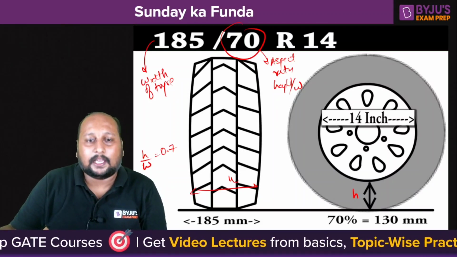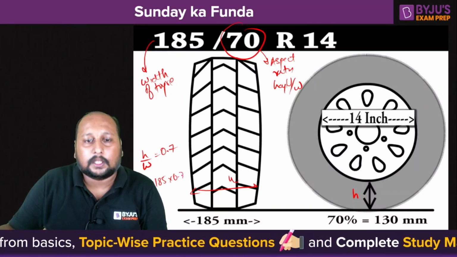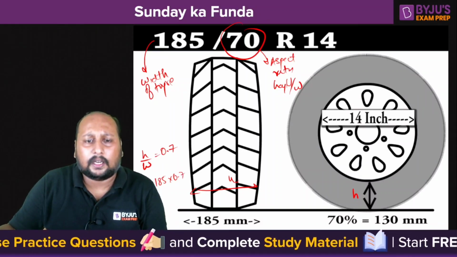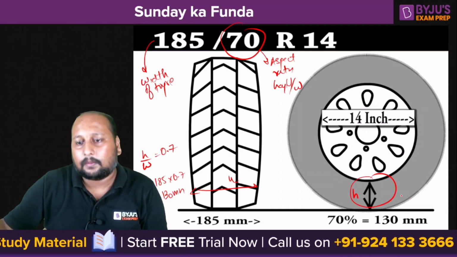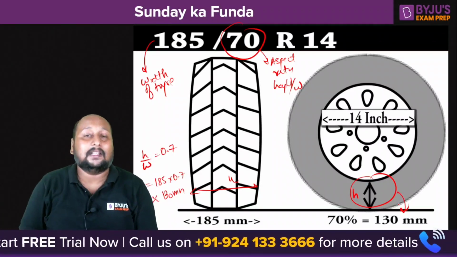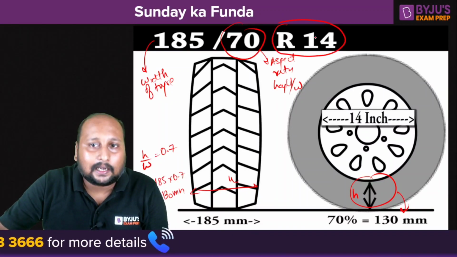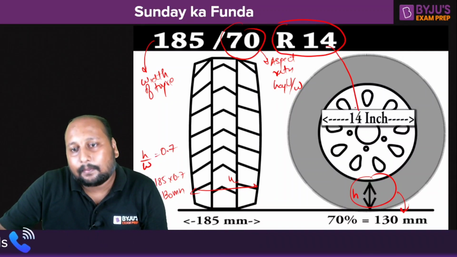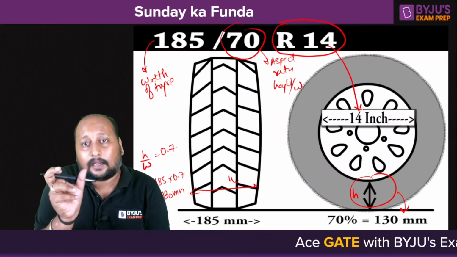That means H value, with W being 185, is 185 times 0.7, which is near about 129 or 130 mm. So this height should be near about 130 mm. That is what the second digit is all about. R14: R talks about the radial tire, and 14 is the diameter of the rim, the wheel I'm talking about, not the tire, the wheel diameter in inches.